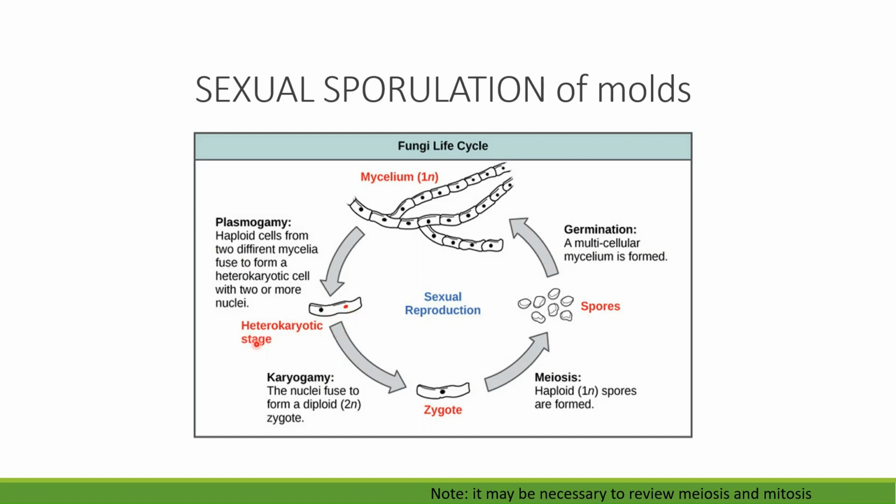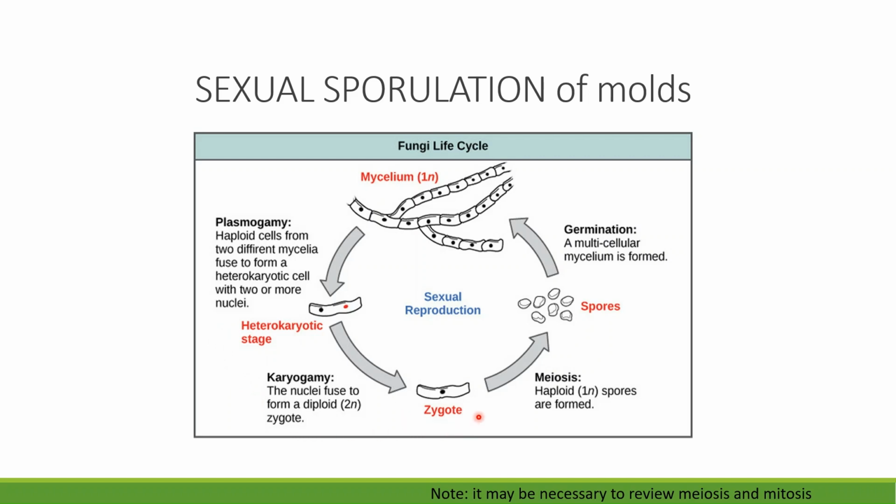And hetero means different, and karyo means chromosomes. So we have different chromosomes, and this is referred to as the heterokaryotic stage. Now, from there we go through a process called the process of combining two mycelium cells. It's called plasmogamy. The process of this heterokaryotic stage forming into one nucleus is called karyogamy. That's where the two nuclei fuse together.